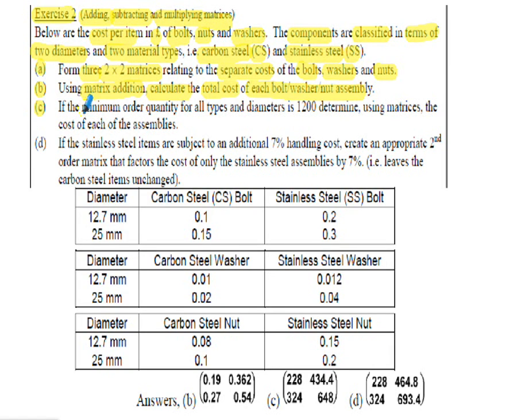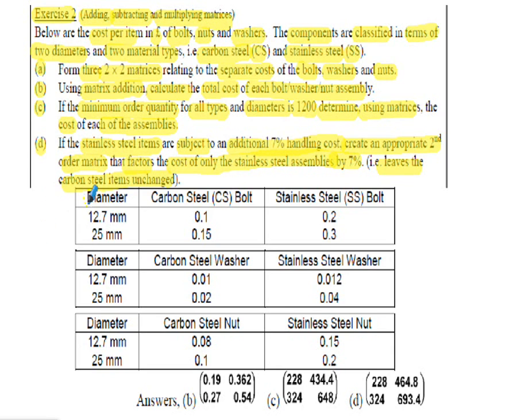Part C, if the minimum order quantity for all types of diameters is 1200, we've got to determine using matrices the cost of each of the assemblies. And finally part D, if the stainless steel items are subject to an additional 7% handling cost, we've got to create an appropriate second order matrix that factors the cost of only the stainless steel assemblies by 7%. That is, it leaves the carbon steel items unchanged.